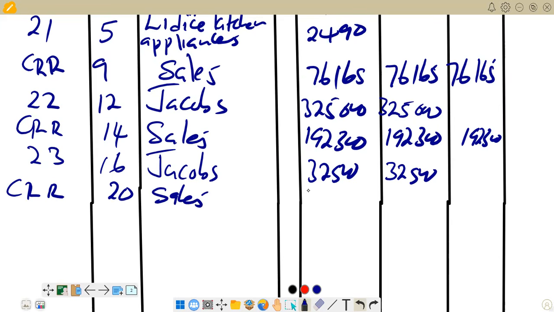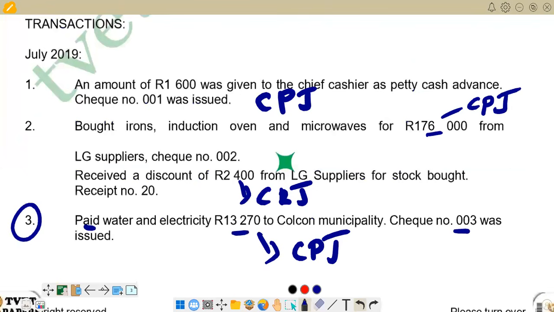And then the amount is 121,170. And these are cash sales, so they're not passing through the bank. We just put them under sales here, 121,170. So this is what we have. So we can go and check the next transaction.